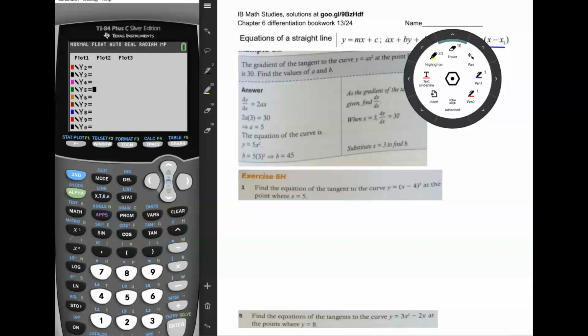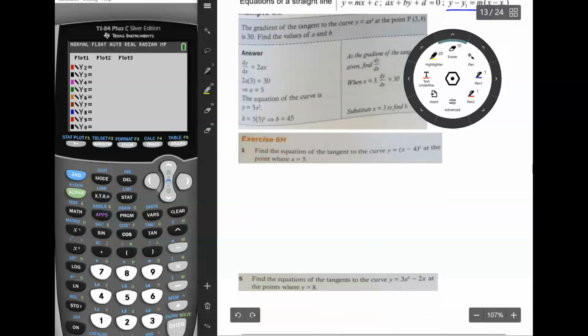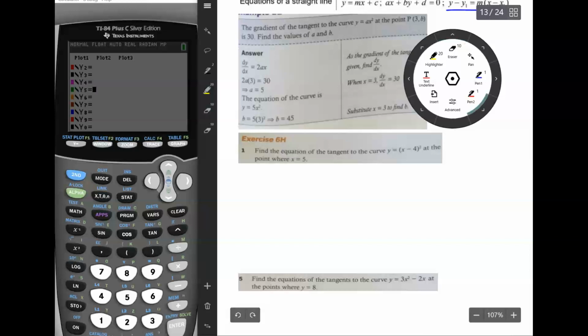Okay, here are the solutions for page 13. First, this problem says, find the equation of the tangent to the curve y equals (x minus 4) squared at the point where x equals 5. This doesn't really look any different than the other problems we've been doing easily with the calculator.